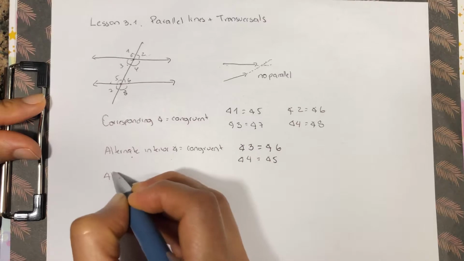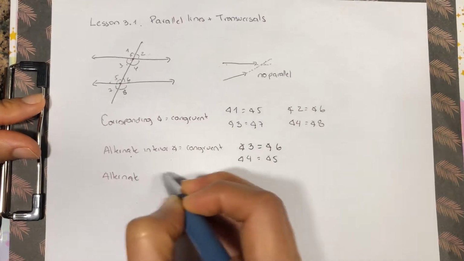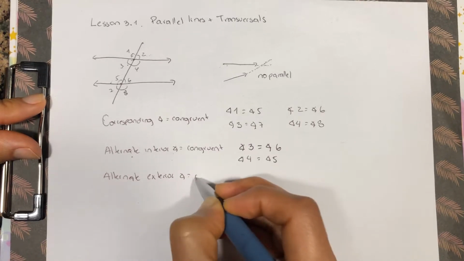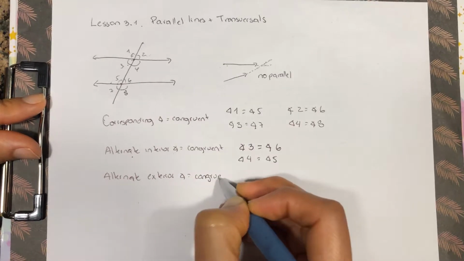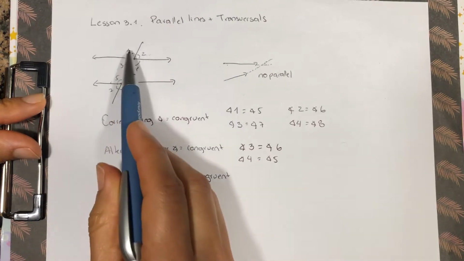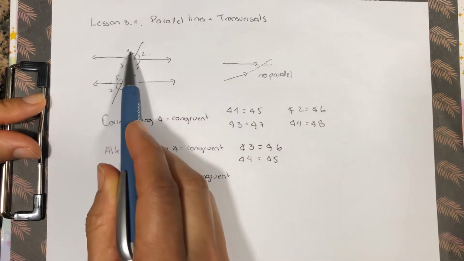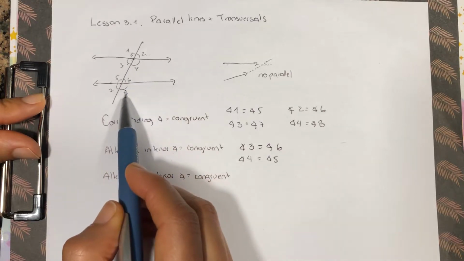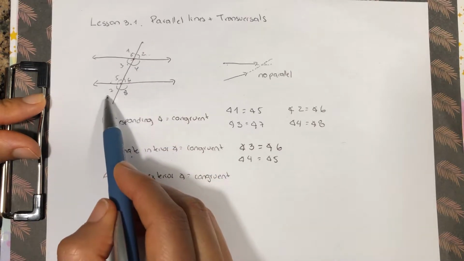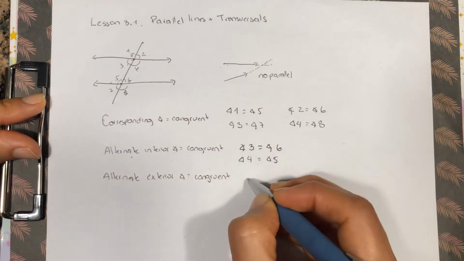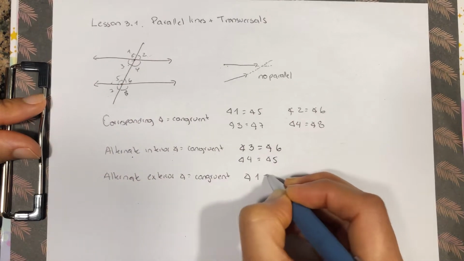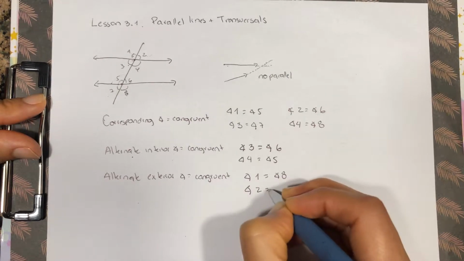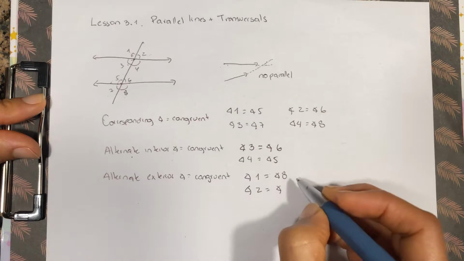The alternate exterior angles are also congruent, are also the same. So remember, the exteriors are the ones outside. So angle number 1 is the alternate exterior with 8, and 2 is the alternate exterior with 7. So therefore they should be the same. Angle 1 is equal to angle 8, and angle 2 is equal to angle 7.